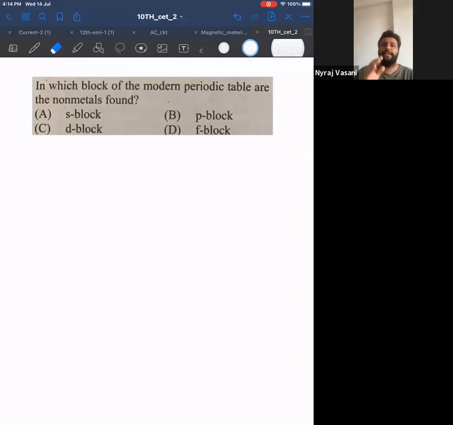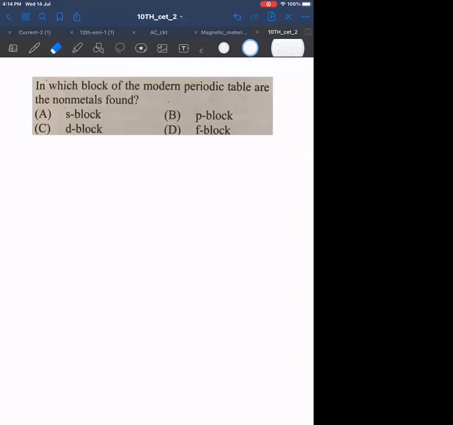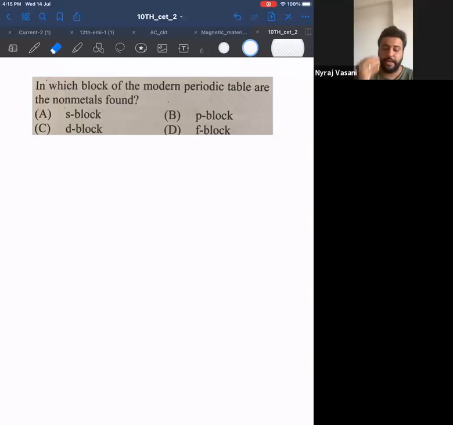I'll give all of you 30 to 35 seconds more before I give out the answer. In which block are non-metals found? In which block of the modern periodic table are non-metals found? Samriddhi, now your answer is correct. Excellent answer, Samriddhi. Nitin, correct. Vaishnavi, correct now. Very good.